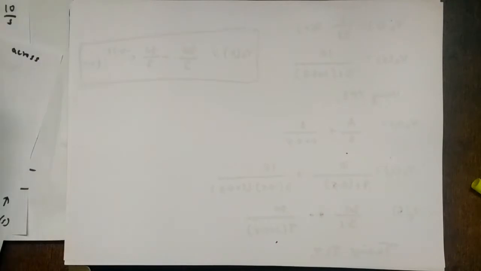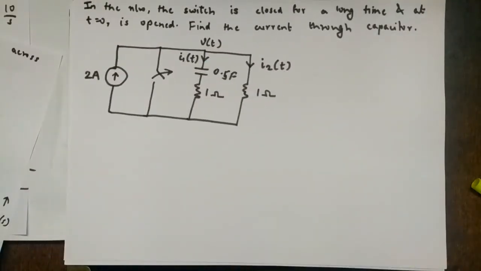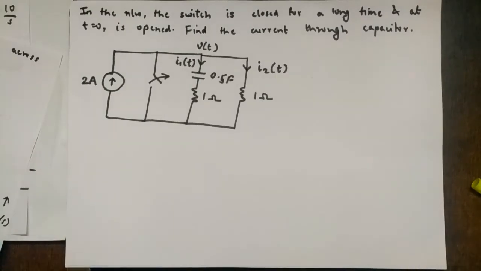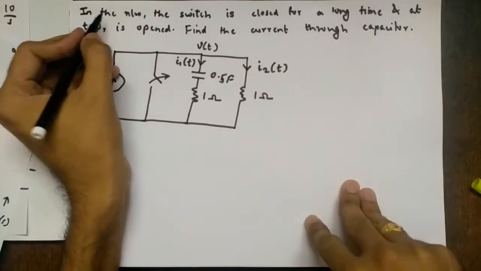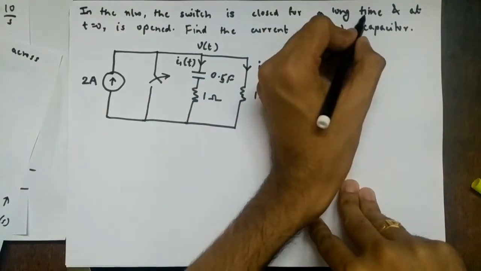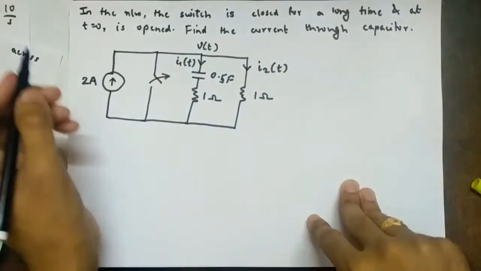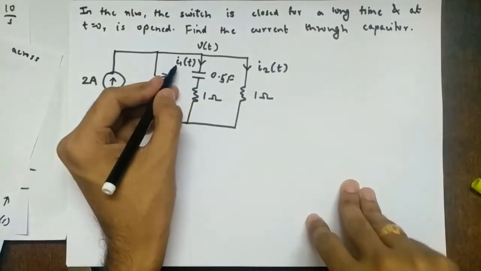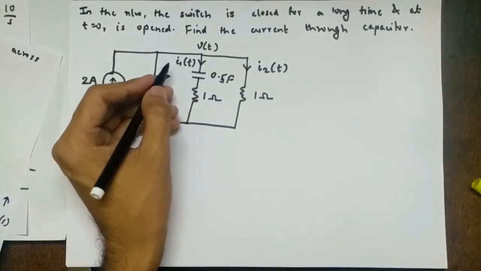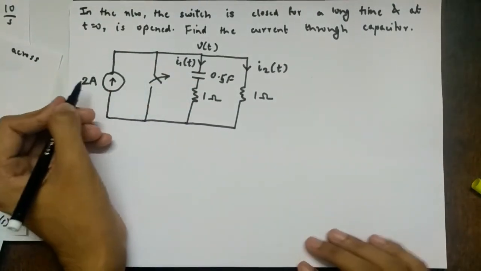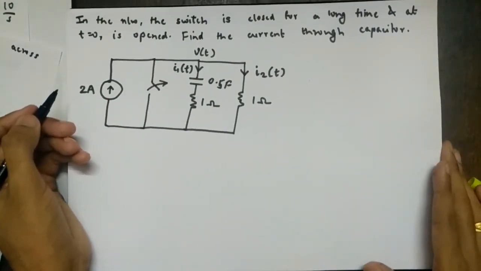So let's take one more sum. So in the network, the switch is closed for a long time, and at t equal to 0 it is open. Find the current through capacitor. So this is the capacitor. So it is I1 of t which we have to find. Right, so they have given these two currents, okay, and this is the switch, this is the current source. So instead of voltage source we have a current source.